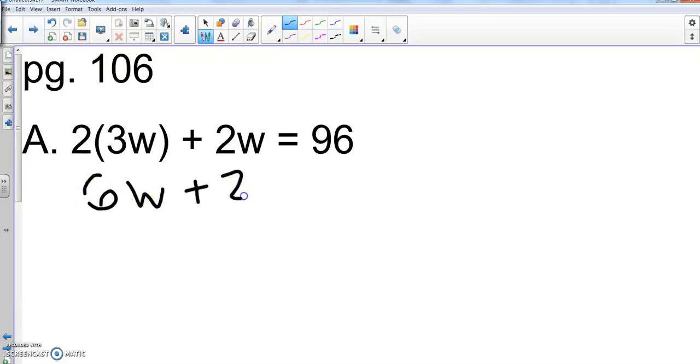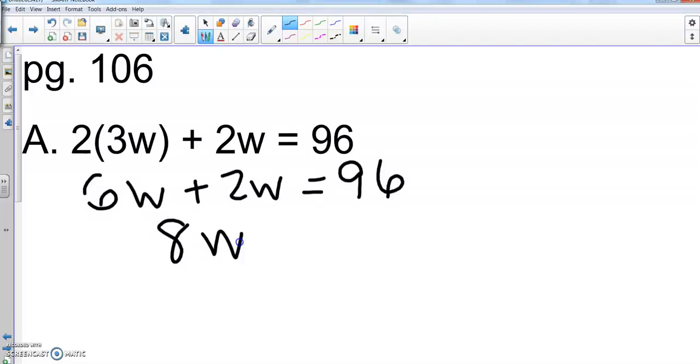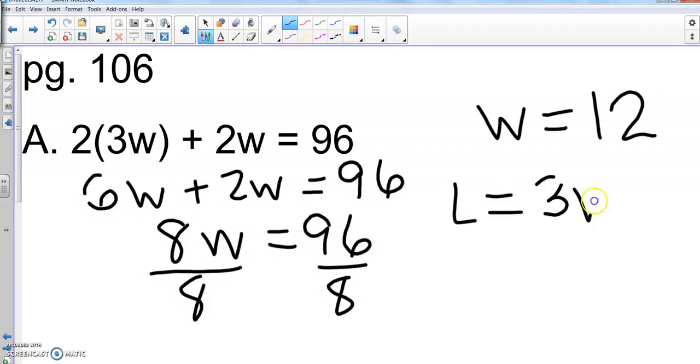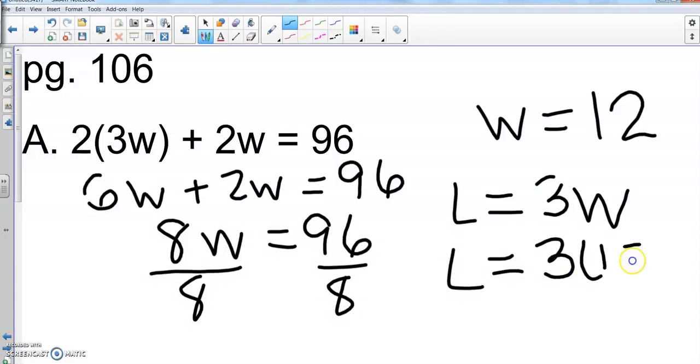6W plus 2W equals 96. 6W plus 2W is 8W equals 96. Divide both sides by 8, and we get W equals 12. Okay, the question said, what are the dimensions, or find the width and the length? Well, we know the width, okay, so let's go back. If the width is 12, we had already agreed that the length is equal to 3 times the width, right? So the length will be equal to 3 times 12. So the length is 36.